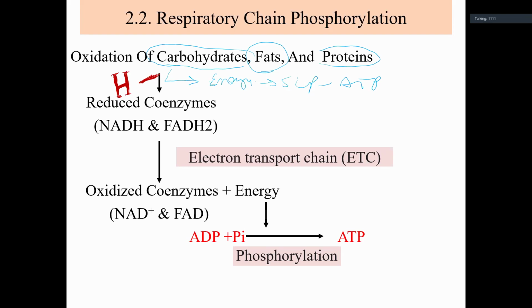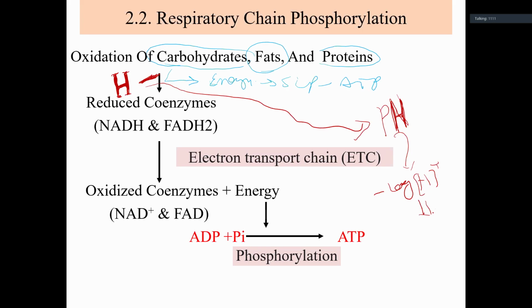What will it do further? It will change the pH. What is pH? pH is the negative log of hydrogen ion concentration. You remember this? And for body function, you need a normal pH, 7.4. Otherwise, as mentioned, there will be free radical injury.